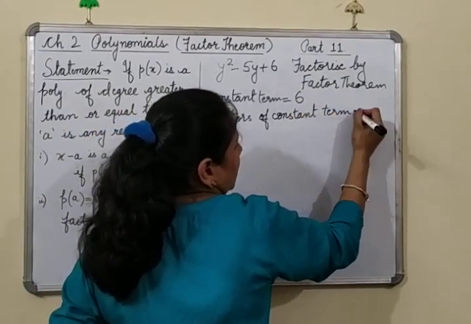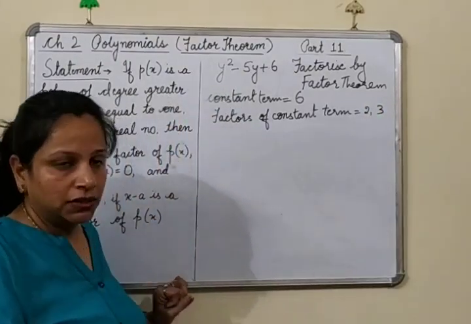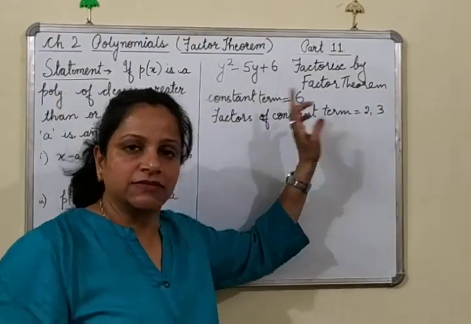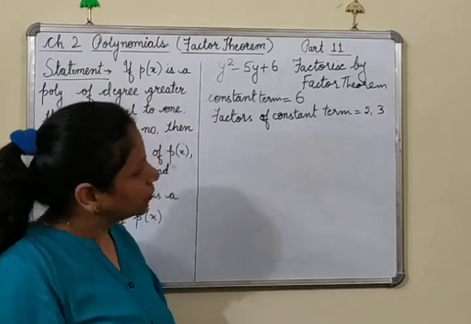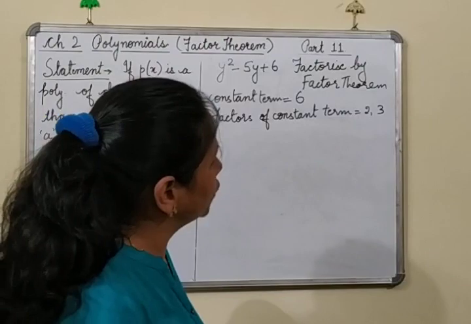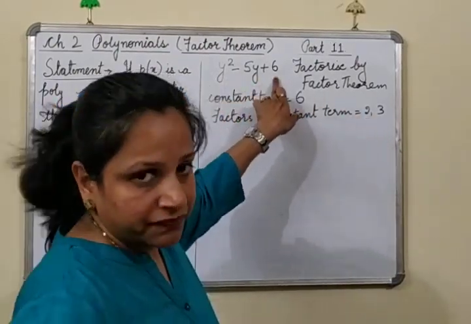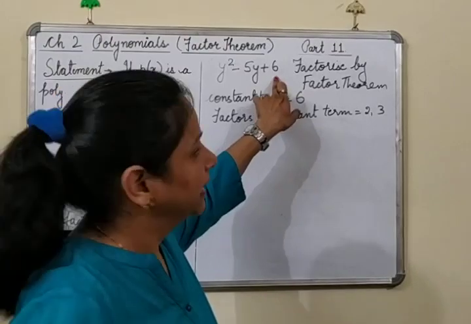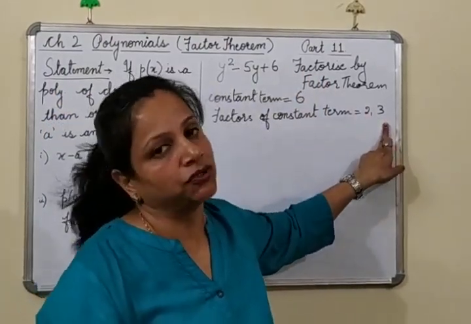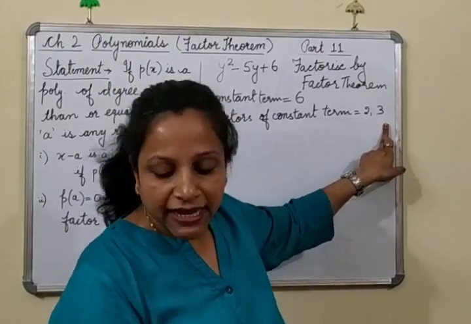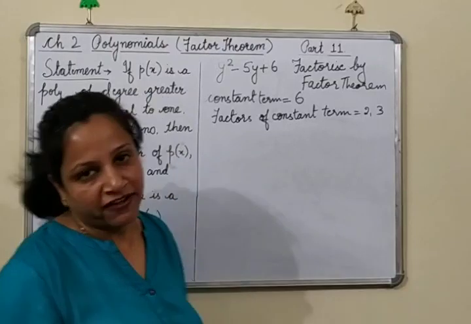Constant terms are 2 and 3. Yes or no? 6 comes in the table of 2, 6 comes in the table of 3 as well. So factors are 2 and 3. Now what we have to do? We have to apply first this 2 in place of y, and we have to see whether it is 0 or not. Then we have to apply 3, and then we have to see whether it is coming out to be 0 or not. Okay? If all these comes out to be 0, then we say that it is a factor.